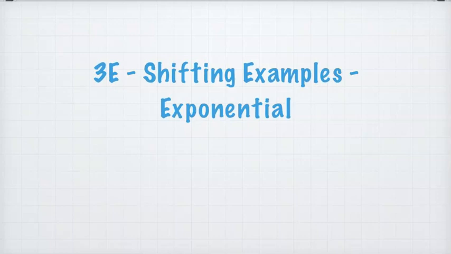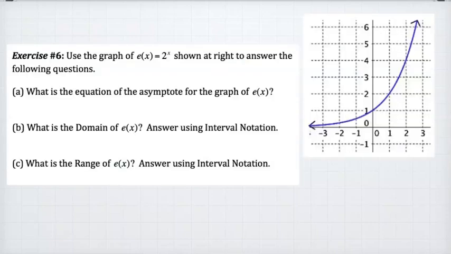All right, now let's shift some exponential functions around. These are a little feistier because they have that whole asymptote thing going on. All right, so we are going to say that this parent function is e of x. That's what we're going to name it, and e of x is going to be 2 to the x. So that's our original function.